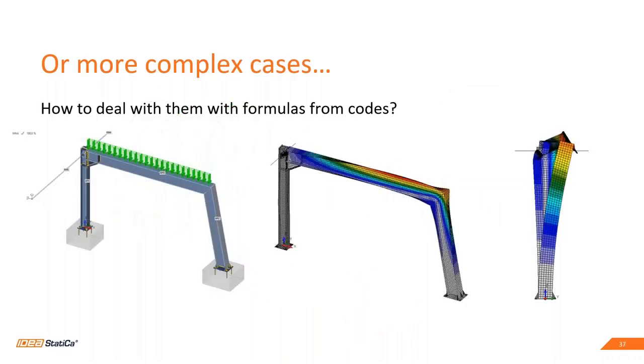The last example is a simple frame with an inclined column. It's anchored to concrete blocks, and it's braced or supported in one of its corners. And you can see that such a frame will be sensitive to lateral torsional buckling of its non-braced corner.